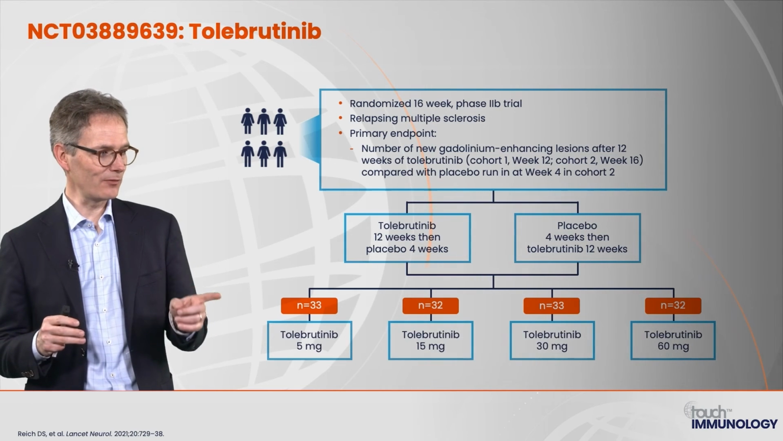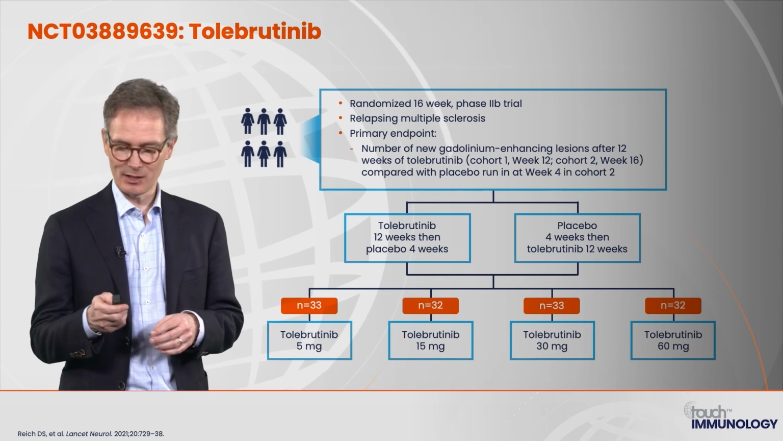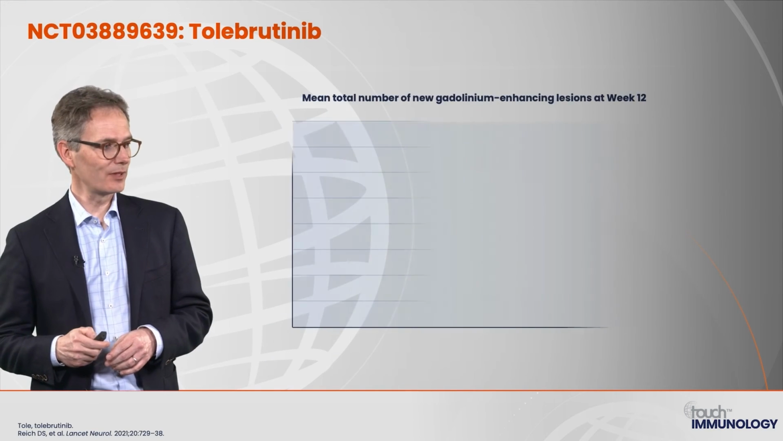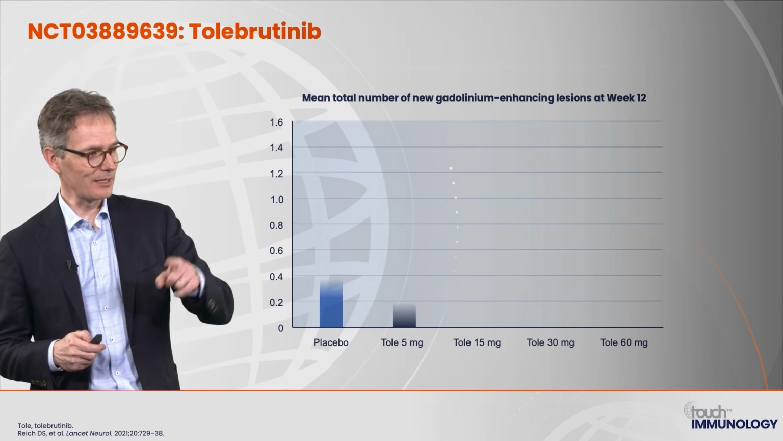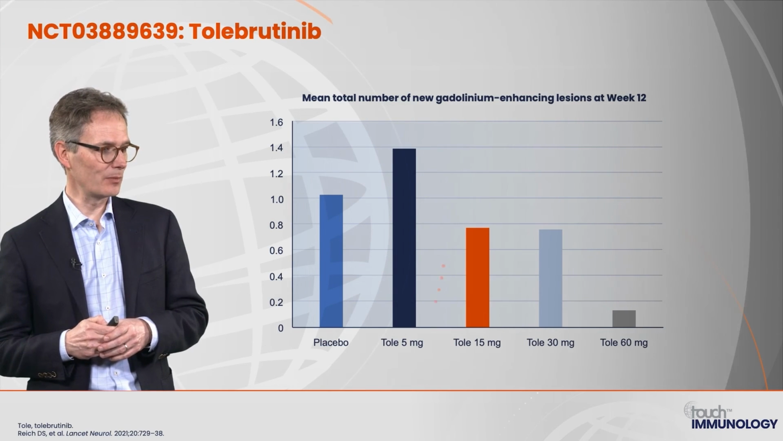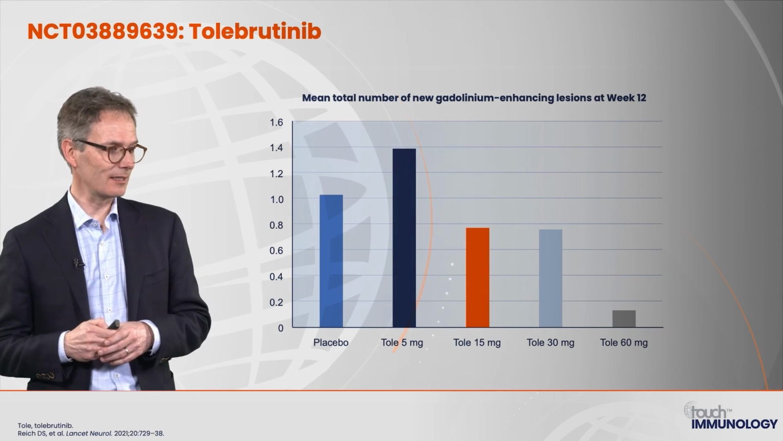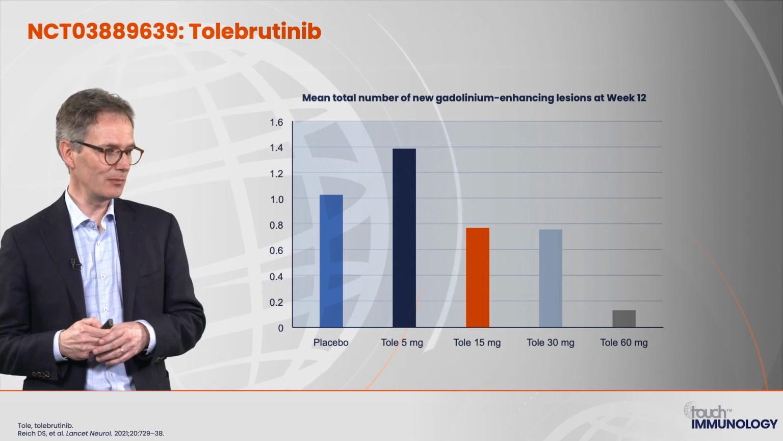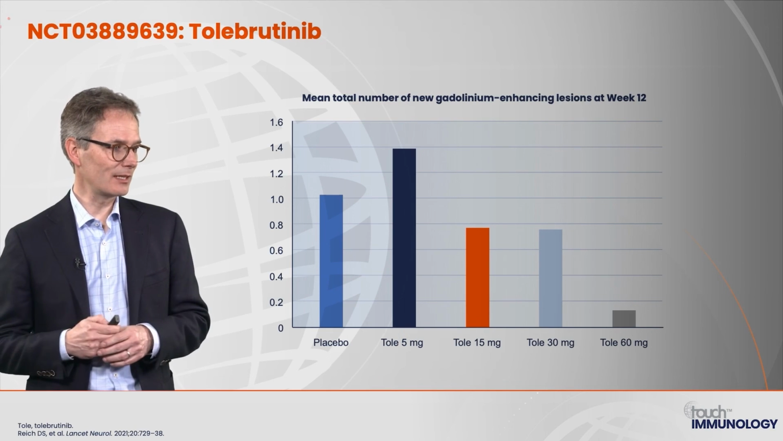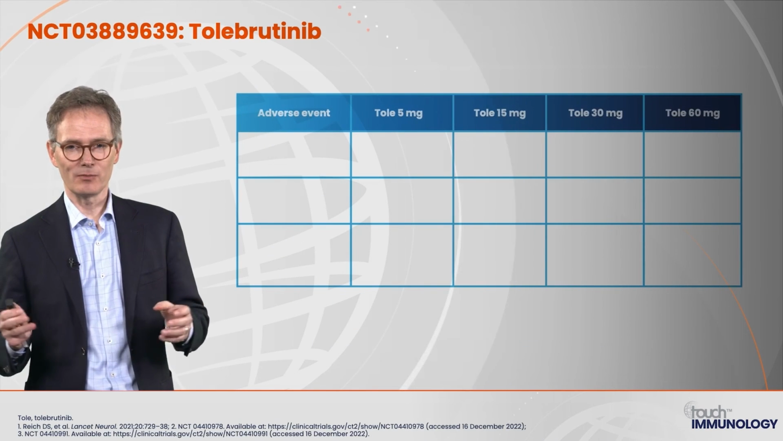And in both cohorts, patients were then randomized again to 4 dose groups. So tolebrutinib 5 mg, 15, 30, and 60 mg. And the primary endpoint, again, was the GAD-enhancing lesions. And as before, with evobrutinib, you see a nice dose-dependent decrease, with the most prominent effect on GAD-enhancing lesions in the tolebrutinib 60 mg dosage. Again, indicating that there's an impact on the inflammation in the brain and the blood-brain barrier disruption, and indicating also a clinical efficacy. And as with evobrutinib, the side effect profile was quite good.